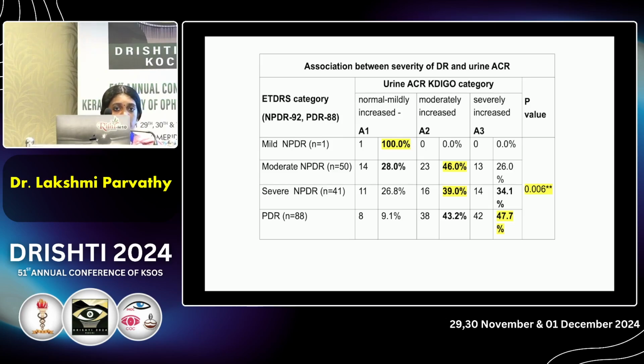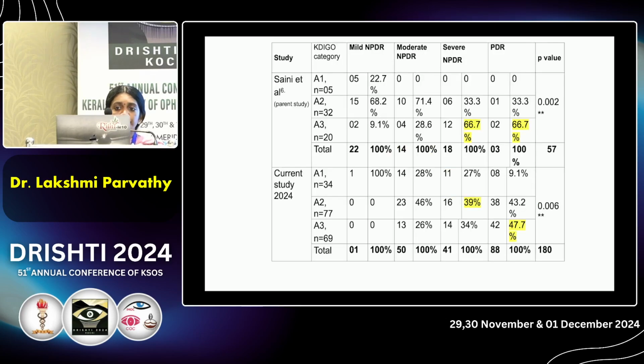According to Fisher's exact test, there was a statistically significant association between severity of ETDRS category of diabetic retinopathy and severity of UACR with a p-value of 0.006. On comparing my study with the parent study, Saini et al., coming to distribution of KDIGO category A3, it was the same in both PDR and severe NPDR, whereas in my study it was more in PDR compared to severe NPDR. The distribution of severity of UACR was the same in both the studies, that is KDIGO A2 followed by A3, then A1.